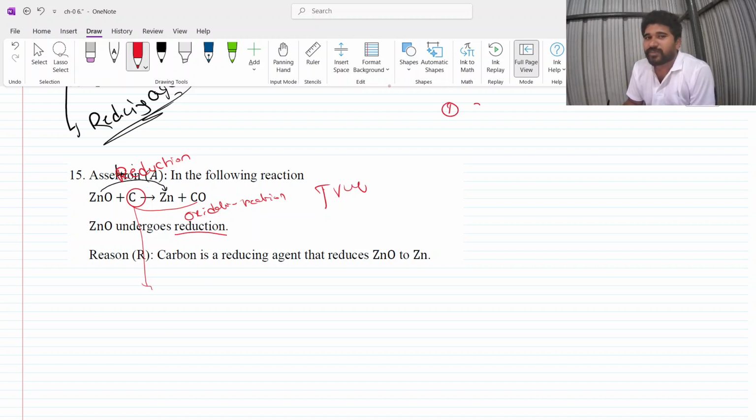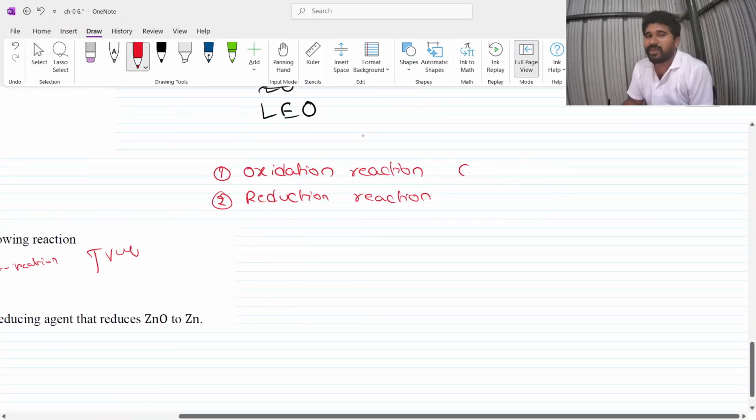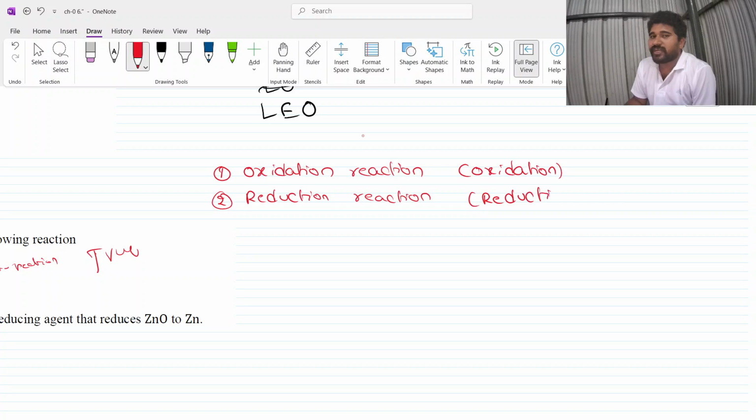First one is oxidation reaction. Second name is reduction reaction. Or in simple words, they will call it oxidation or reduction. Understand? Now the third one. What is the third name you have to remember?